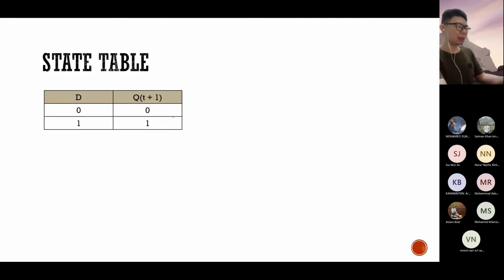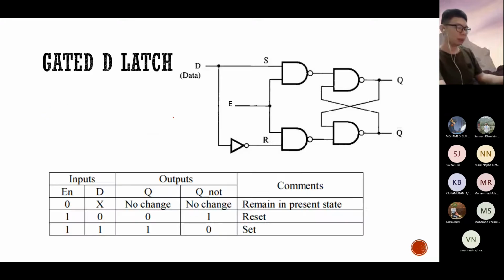So that is a D latch, or a data latch. Okay, that is how it works. And we also saw that we can plug an enable into a D latch and also an SR latch. If you have an enable, it's called a gated D latch or gated SR latch.